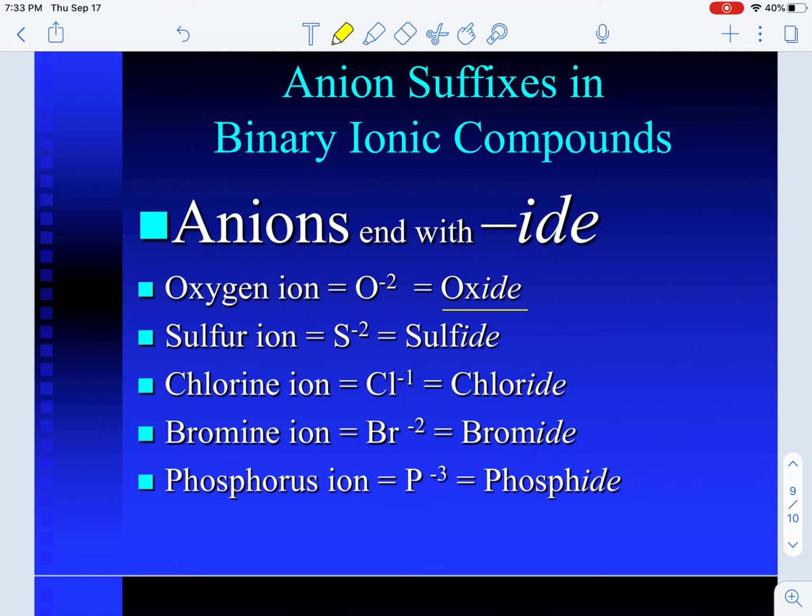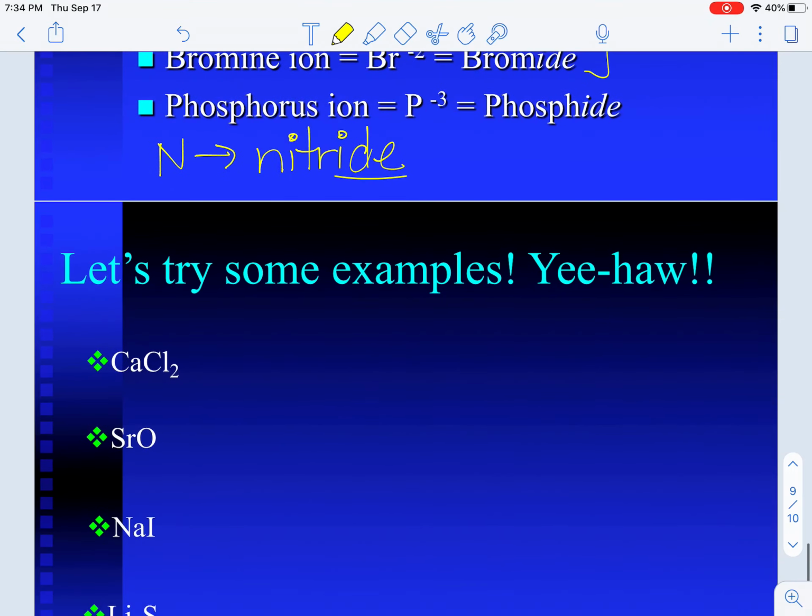Okay? So here's the list of the common anions. Sulfur, sulfide. So you just change the ending or the suffix. And then, like I said, the halogens are the easiest. Chlorine, chloride. Bromine, bromide. So another one I would recommend here is nitrogen. Becomes nitride. It doesn't become nitrogide. And you'll start to get used to these as you see them. So let's try a couple here.